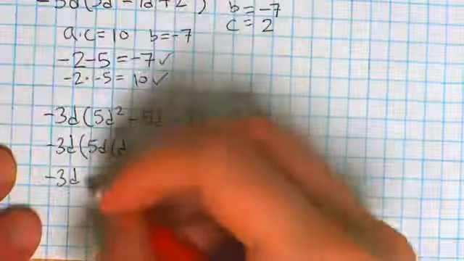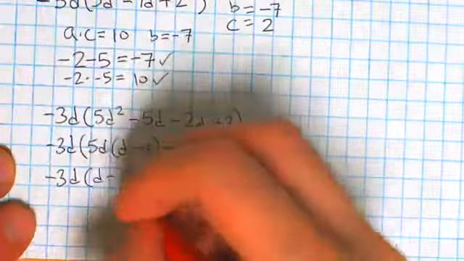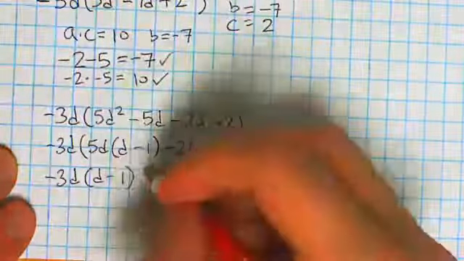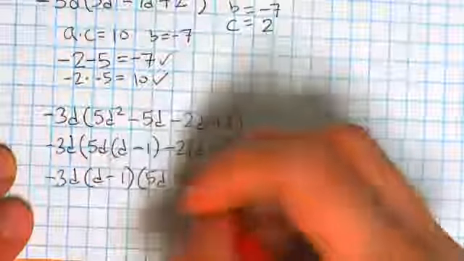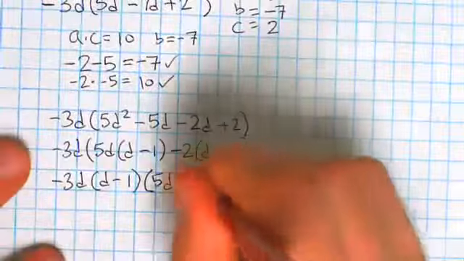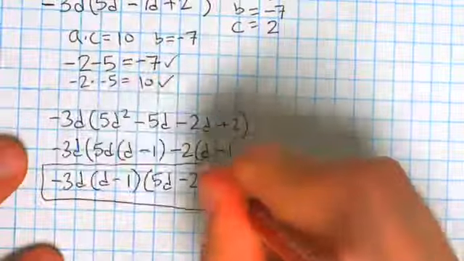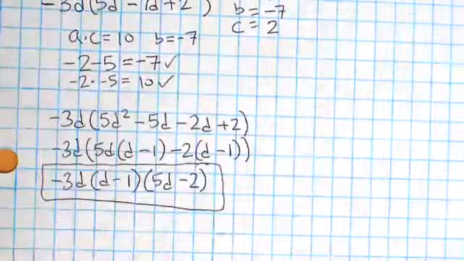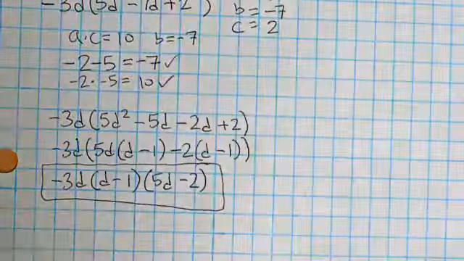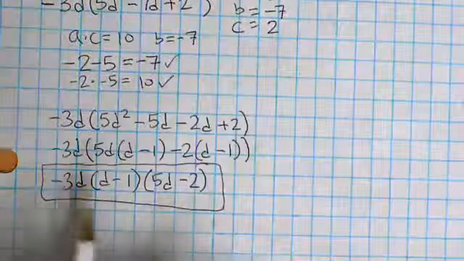And our -3d is still hanging outside. We now have d minus 1. That was the thing we were able to factor out of these two terms. And then we're left with 5d minus 2. And that is completely factoring this problem. In this problem, we had to do our greatest common factor, and then inside of our parentheses, it was a long, winding road with factoring by grouping to get to our final answer.